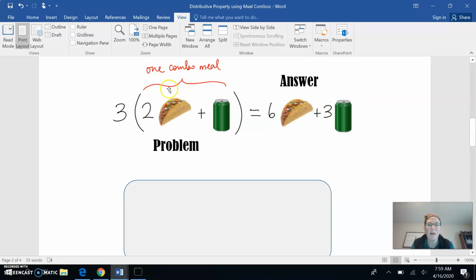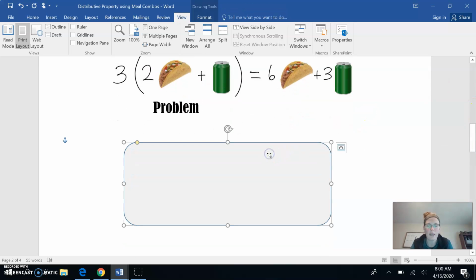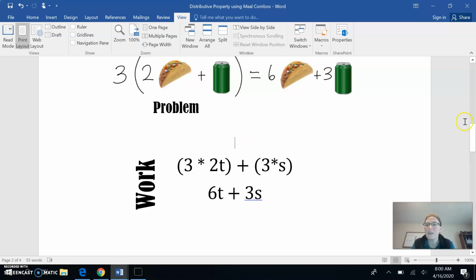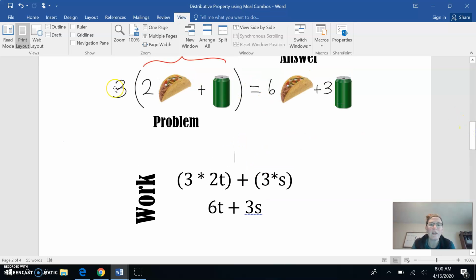Let's look at what that would look like if it wasn't exactly a picture. Here was our problem. We had 3 of the combo that included 2 tacos and a soda. We got 6 tacos and 3 sodas. We counted that out. Mathematically, here's what our work would look like. We would take our 3 and we're having 3 groups of each thing. Groups of means multiply. So we take the 3 and multiply it by the 2 tacos: 3 times 2 tacos. Then we add it to the other part of the combo, the soda. So we did 3 times the soda.